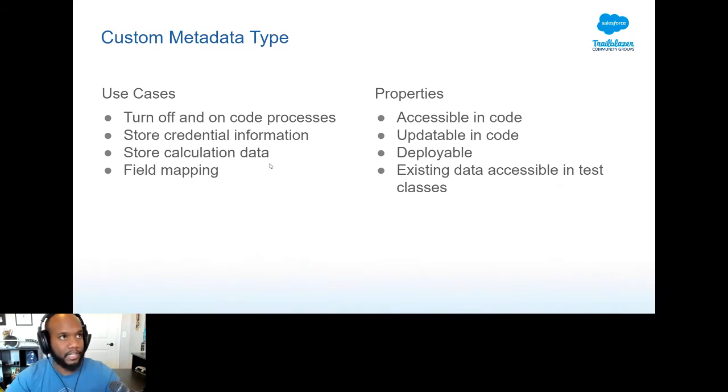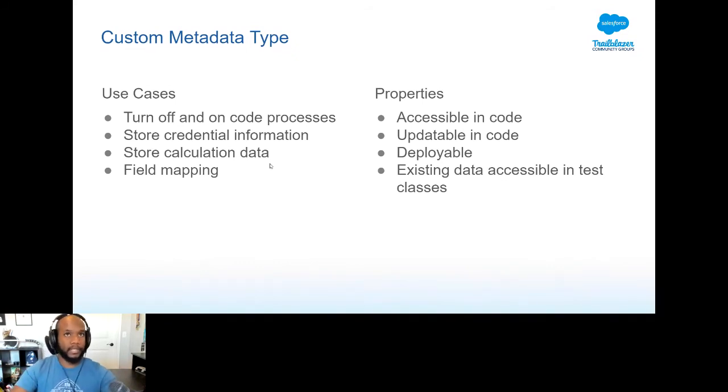Storing certain types of credentials. It's not always recommended to store them in custom metadata types, but there are certain situations when you want to do it. Storing calculation data. So let's say you have a discount code that you're referencing in a few different places. Well, instead of hard coding that in code, you can put it inside of a custom metadata type. And if that value ever changes, you can go in and change the value in configuration versus changing it inside of code.